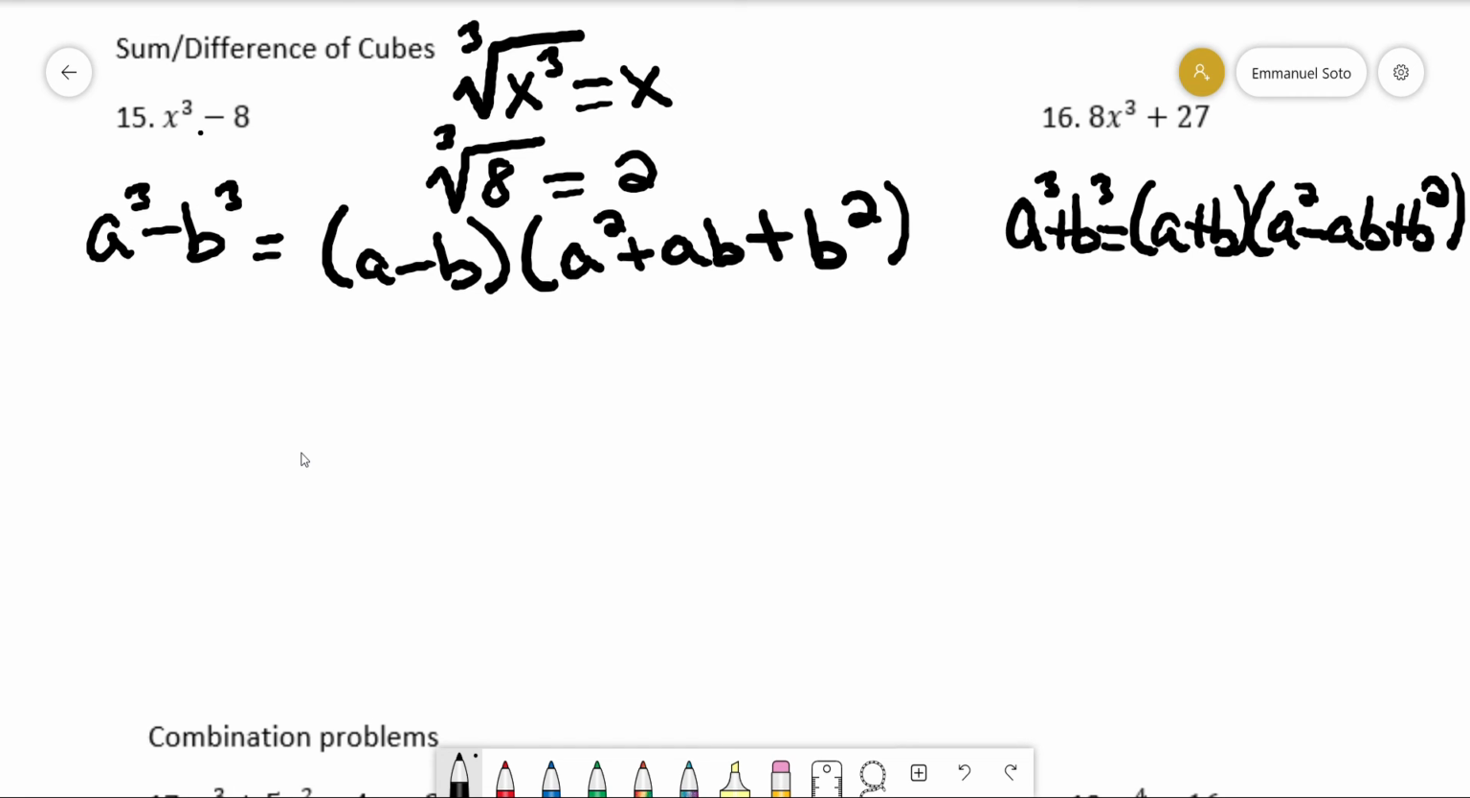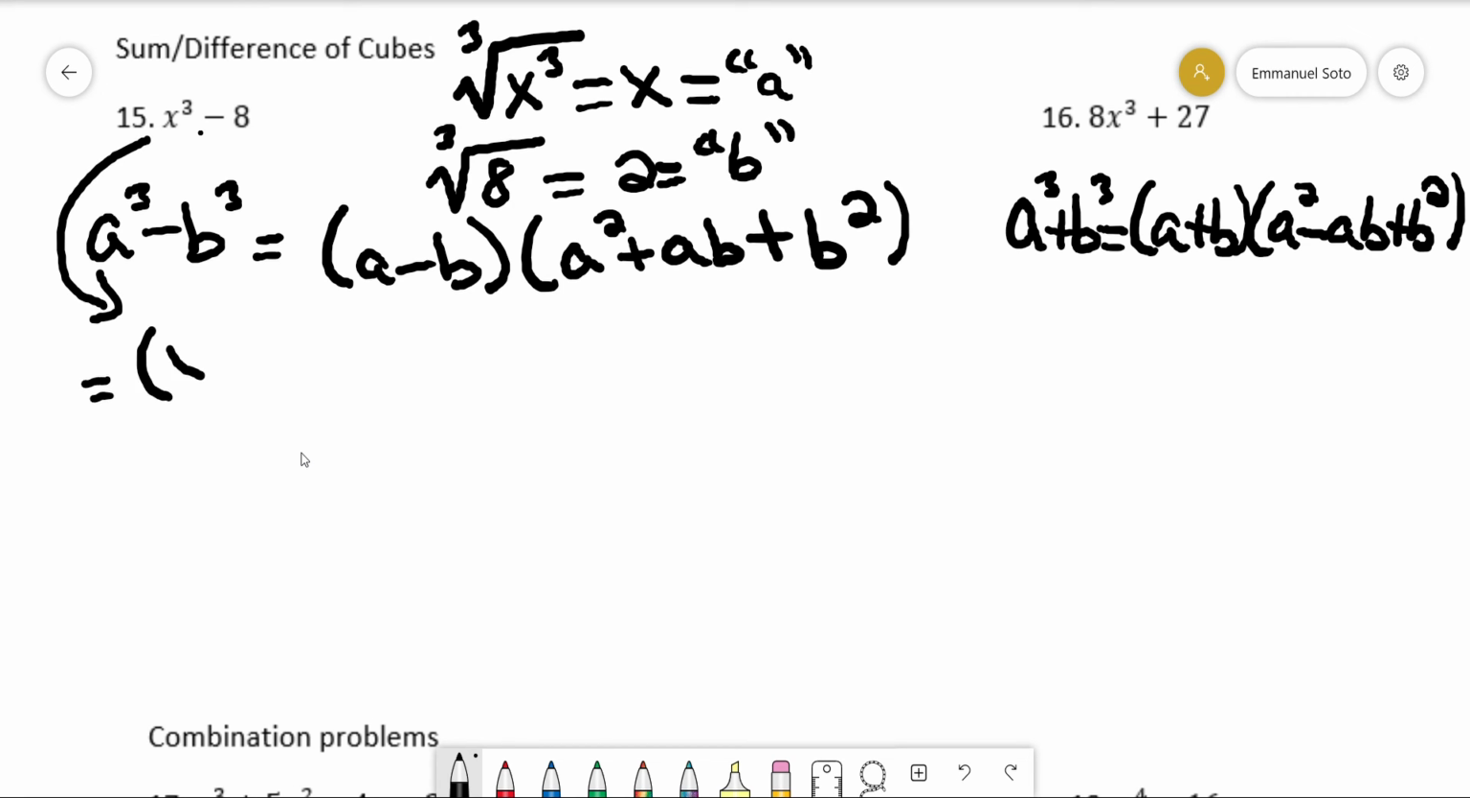So what's a and what's b? Well, a is basically the cube root of x cubed. We said that was x, so that's our a. And then the cube root of 8, that's 2, so that's our b. In this example, we have a minus b, or x minus 2. So we can go straight to the answer. Let's go ahead and show that.